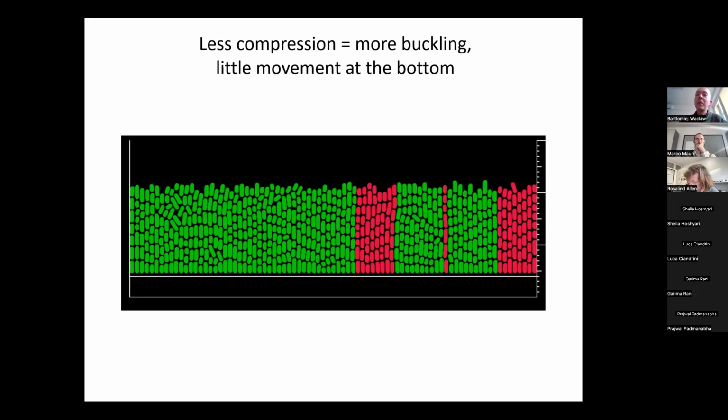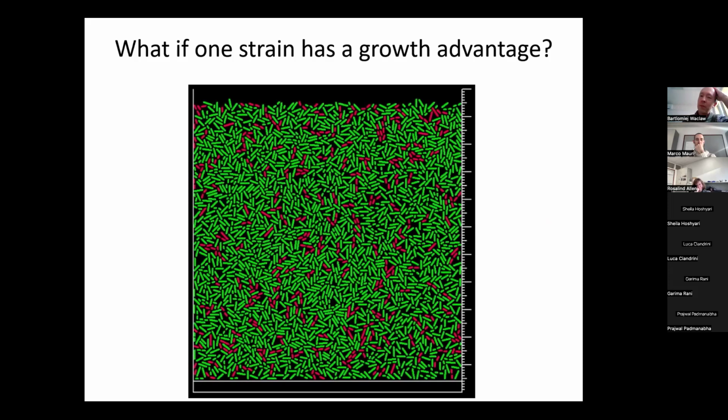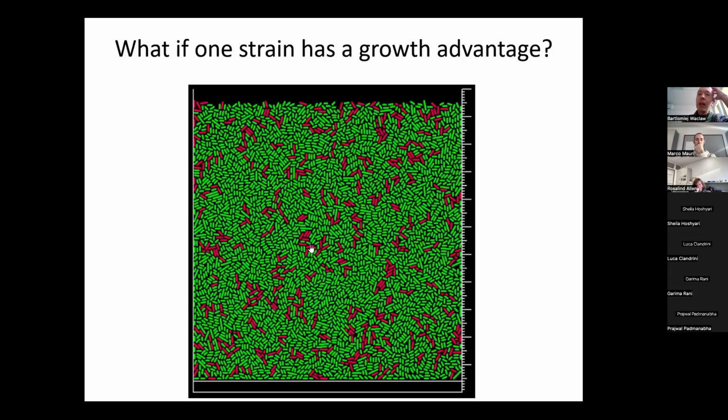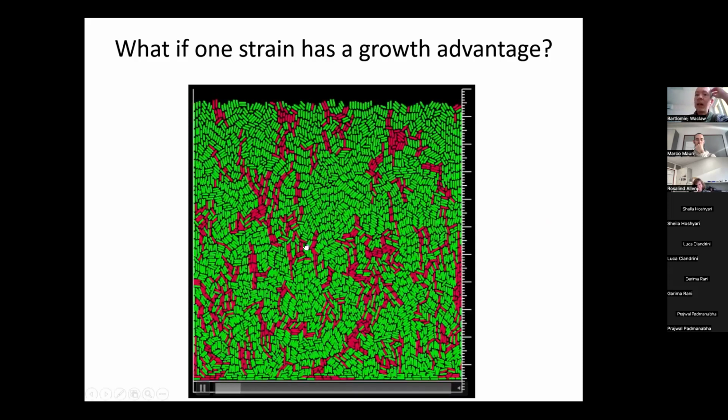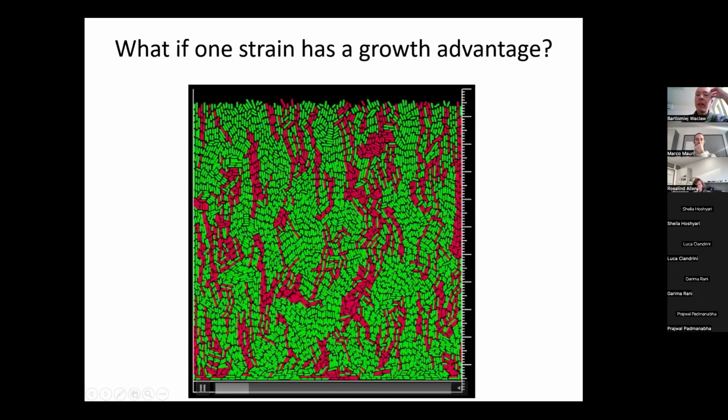So you can achieve this in many different ways, but the reason why this movement occurs in the first place is this suppressed buckling. Anyway, the last part of this talk is about what happens when one of the strains has a selective advantage. Suppose that we again start from a mixture of red and green bacteria, but the red strain this time grows a little bit faster, 50% faster than the green strain.